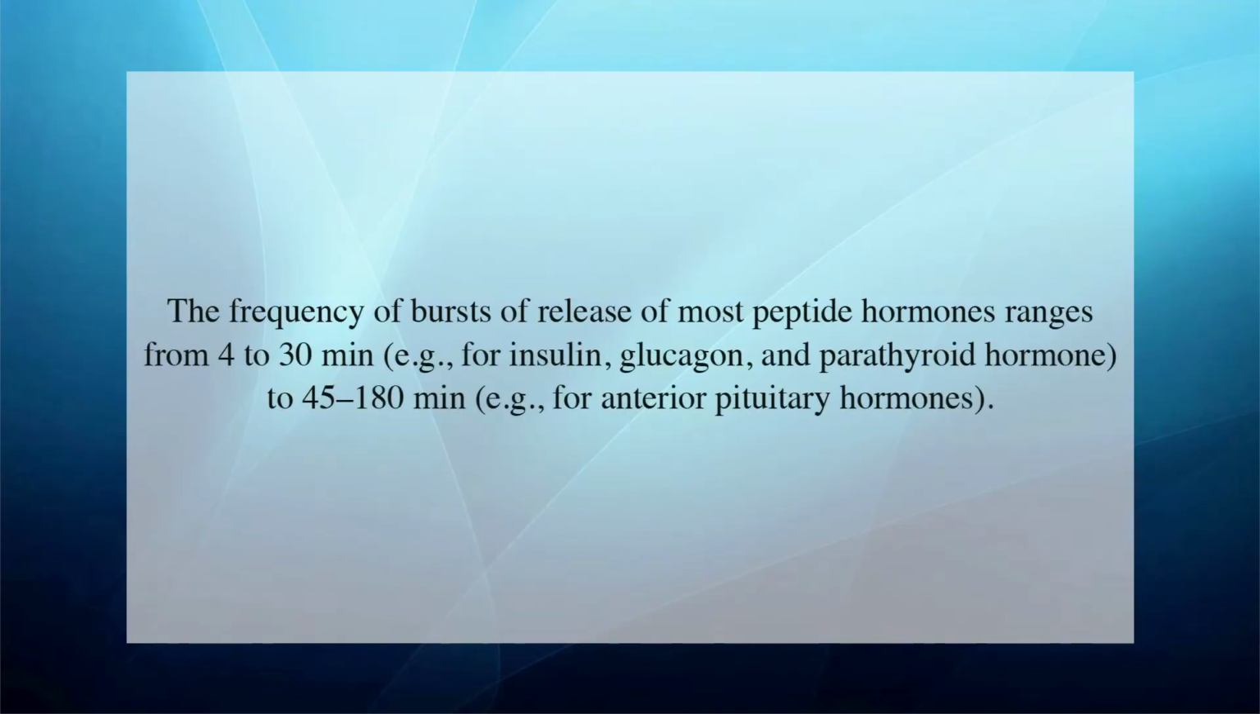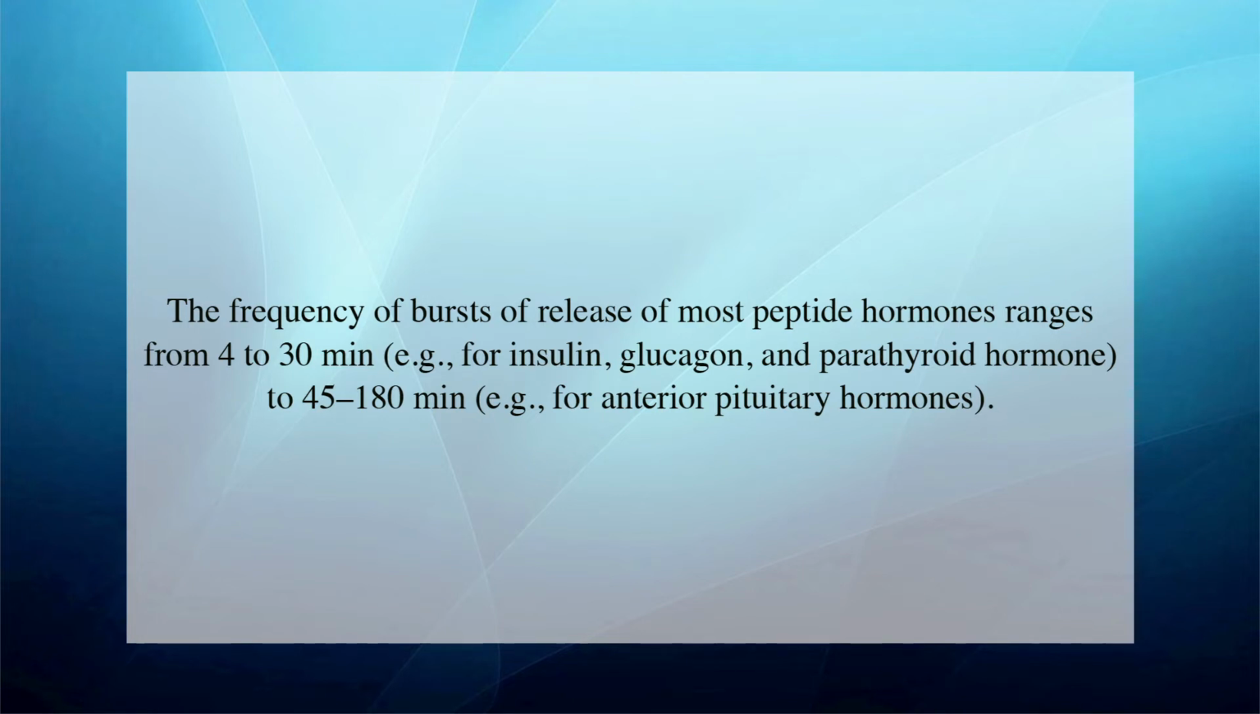Hormone secretion is not uniform, but rather it is characterized by a periodic pulsatile release with a rapid increase and subsequent decrease, which is hormone specific and induced by environmental or hormonal cues. Pulses may have variable frequency and amplitude. The frequency of bursts of release of most peptide hormones ranges from 4 to 30 minutes. For example, for insulin and glucagon and parathyroid hormone to 45 to 180 minutes.